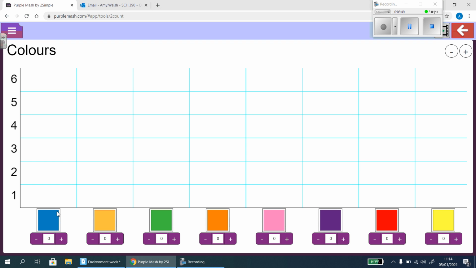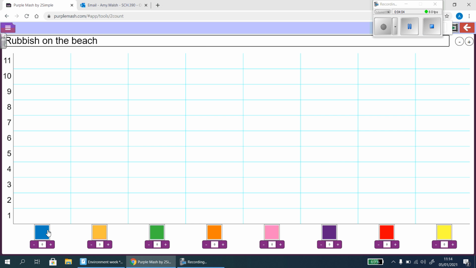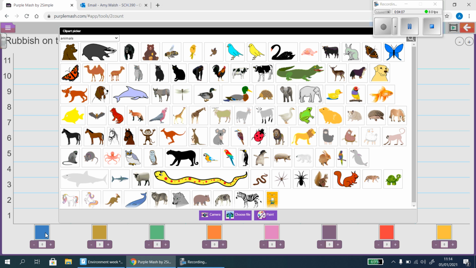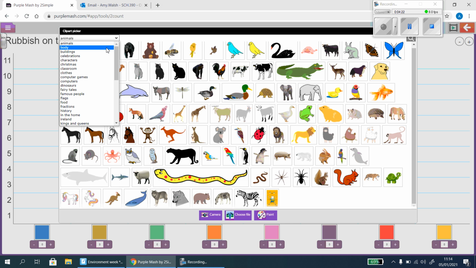For each of my squares, mine's not going to be colours. We are going to be looking at rubbish on the beach. Now, this is when you're going to have to choose a picture to represent each one. So if I was representing my cans, hopefully I would find a picture of cans, but I'm not sure I'm going to find that on this app.